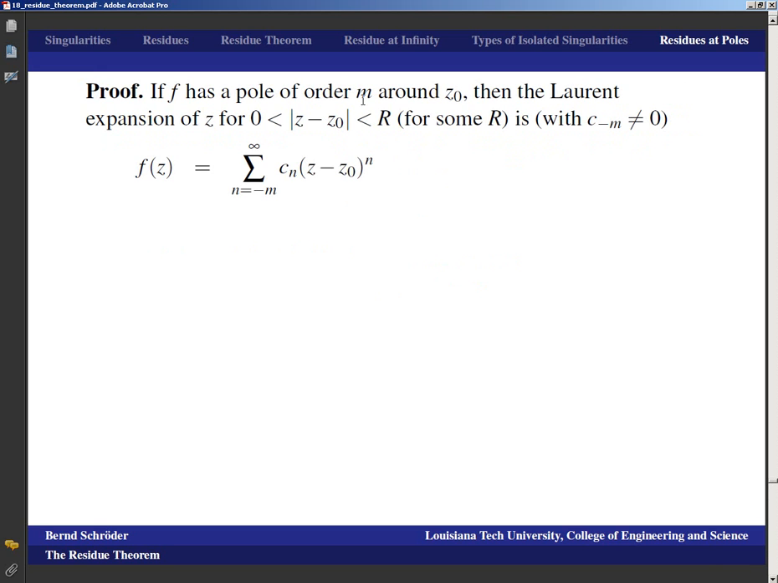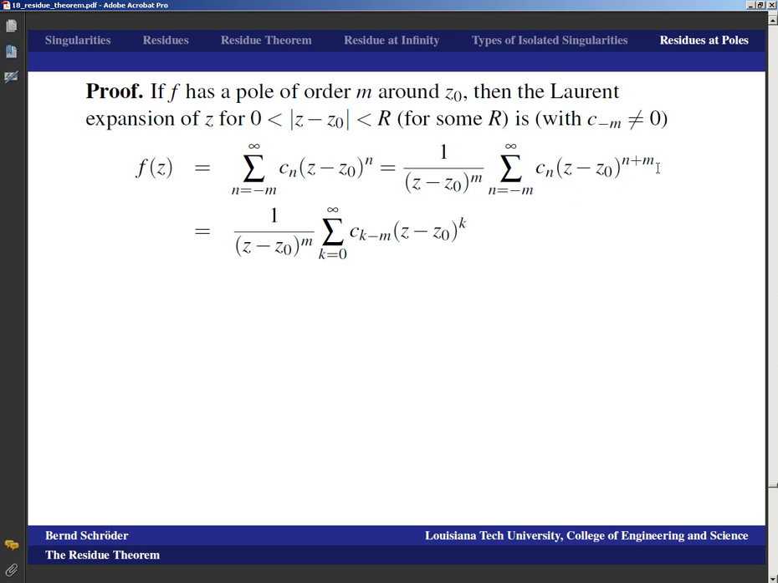Well, if the function has a pole of order m at z0, then the Laurent expansion for 0 smaller than |z minus z0| smaller than r for some radius is, with c minus m not equal 0, just the sum n equals negative m to infinity c_n (z minus z0) to the n. Remember, the coefficients with indices smaller than negative m will all be 0, so we can start our sum at negative m. Well, that means we can pull out a 1 over (z minus z0) to the m and get a sum n equals negative m to infinity c_n (z minus z0) to the n plus m.